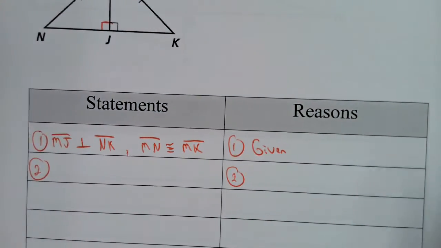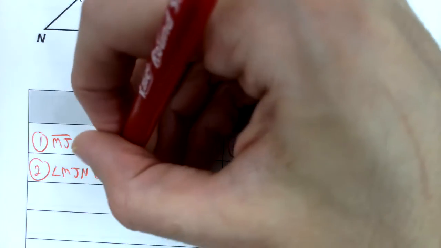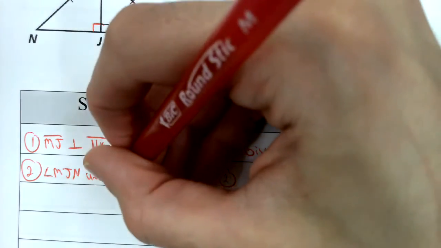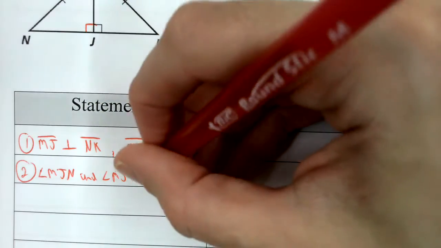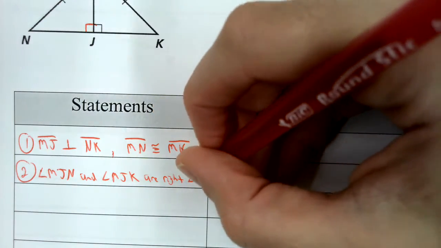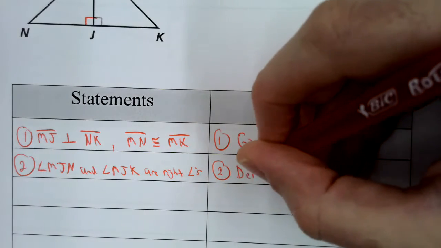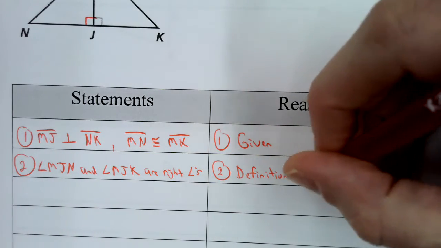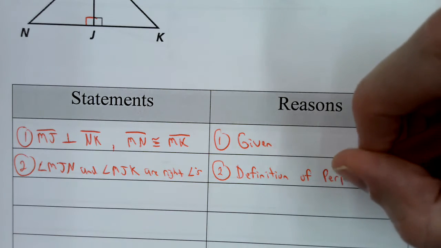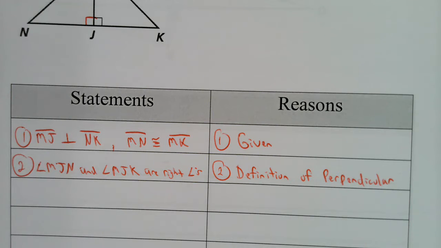So for my next step, I'm going to say that angle MJN, J has to be in the middle for this, and angle MJK are right angles. I'm going to abbreviate angles with the angle symbol. And that is the definition of perpendicular. Because they're perpendicular, that means we have right angles.